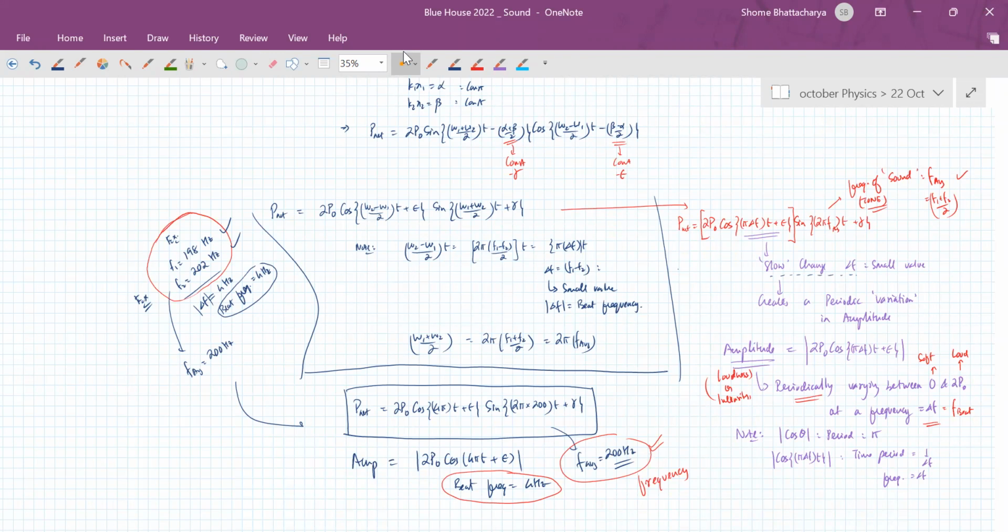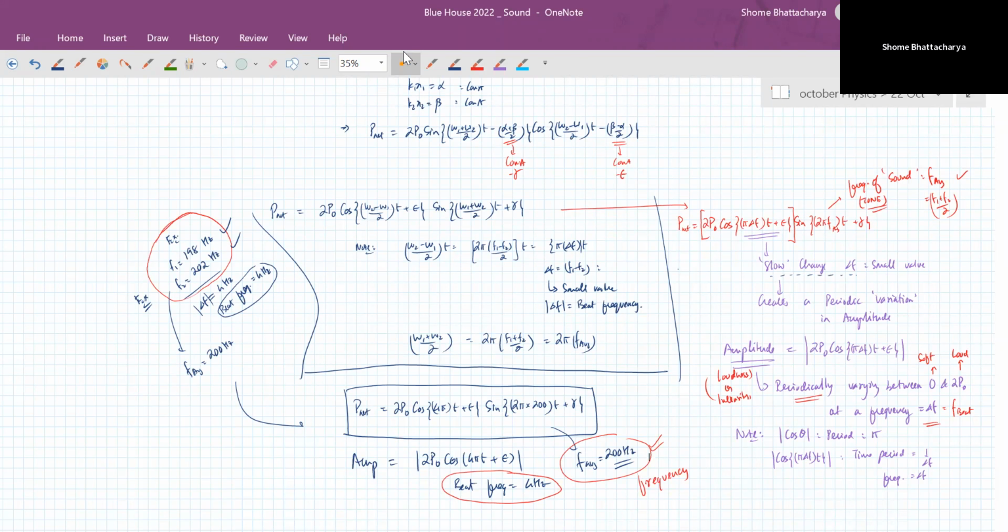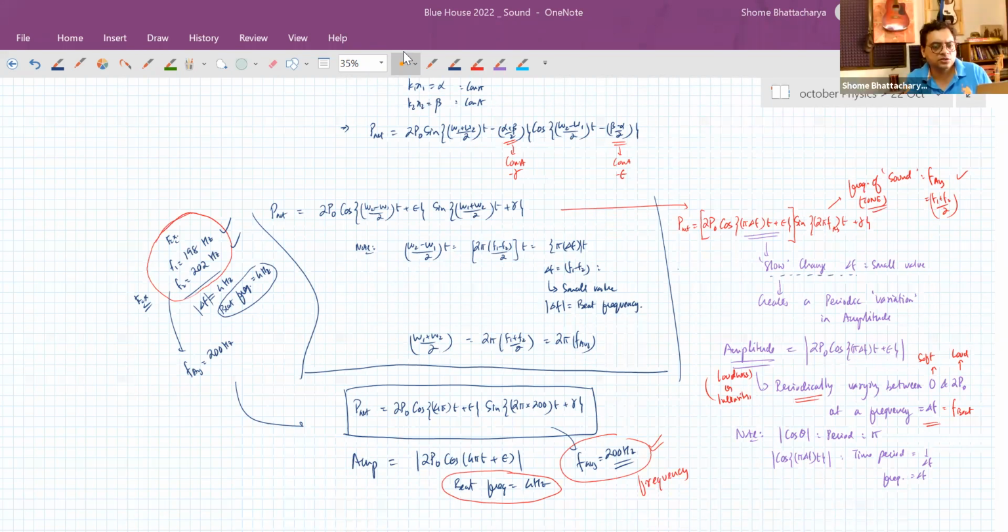Okay, so that's it with today's session. We will discuss Doppler's effect in the next lecture, and with that we'll complete sound. Next, after sound, we'll be doing optics. So most probably in the next lecture, after completing Doppler's effect, we'll move on to geometrical optics.